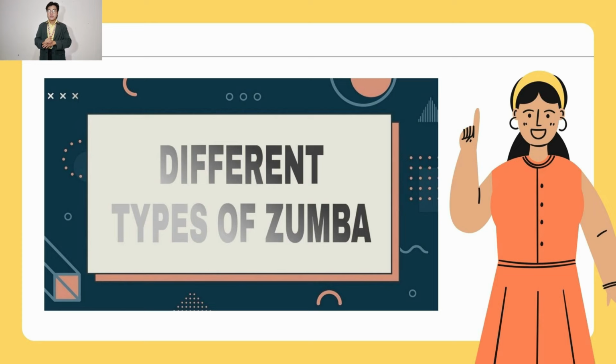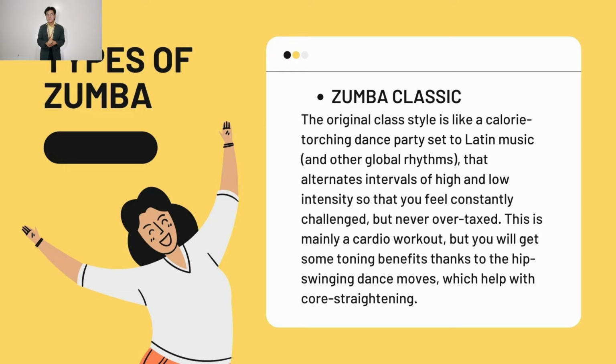Now let's proceed to the different types of Zumba. First type of Zumba is the Zumba Classic. Can you please read the description, the function of Zumba Classic?